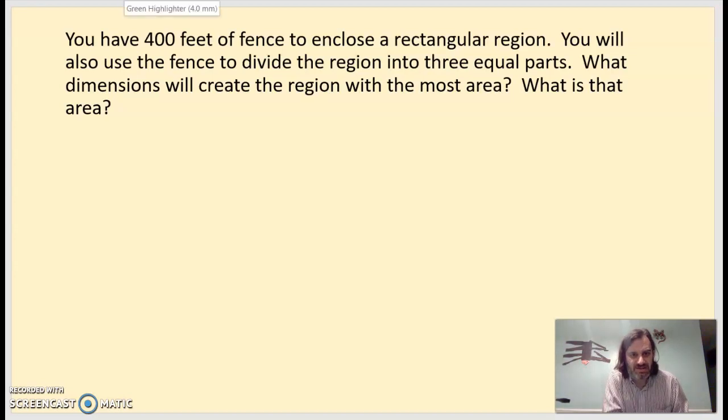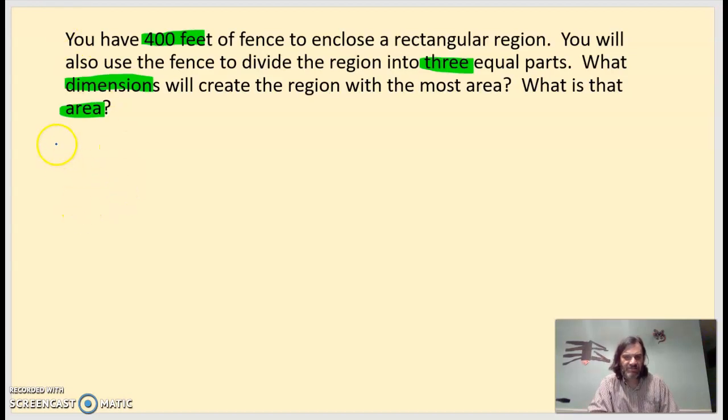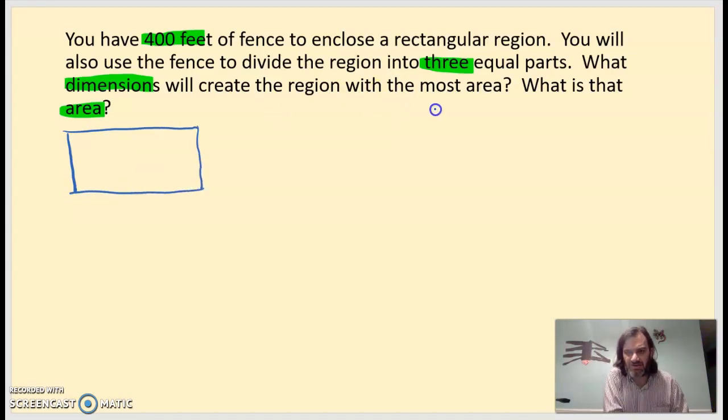So pick out some things here we know. We know how much fence we have, and we know we're going to divide into 3 equal parts, and we're looking for dimensions, and we're also looking for the area. So let's draw ourselves a little picture here. We're doing a rectangle, which I'll do my best to draw, that looks like this. And it says we're going to divide into 3 equal parts, and just do your best to make that happen.